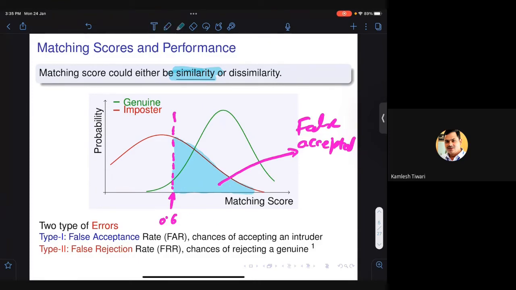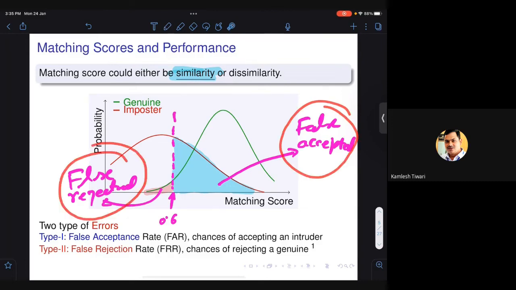In the same way, if I see this particular score, you can see that these genuine people also have this score, and it is less than the threshold. So these people who have matchings with this much score are rejected. But it is a false rejection, because they were genuine but they are rejected. So two kinds of errors can happen. We have to use a threshold to go ahead with the system, but when we use the system, two kinds of error can happen: false acceptance and false rejection.